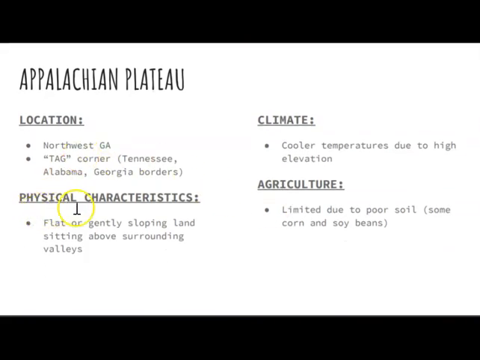Then let's talk about some physical characteristics. It is flat or gently sloping land sitting above surrounding valleys. The climate is cooler temperatures due to high elevation. And for agriculture, it is limited due to poor soil. Some corn and soybeans are grown in this region.